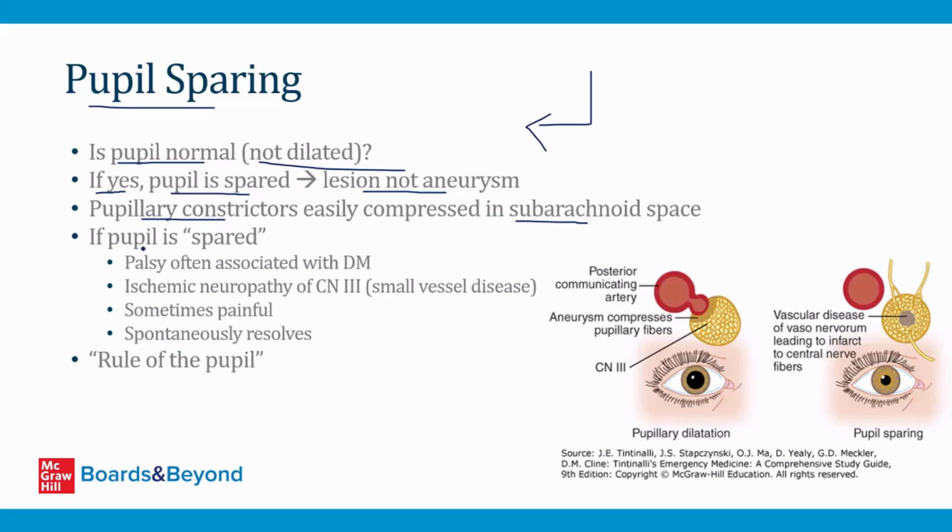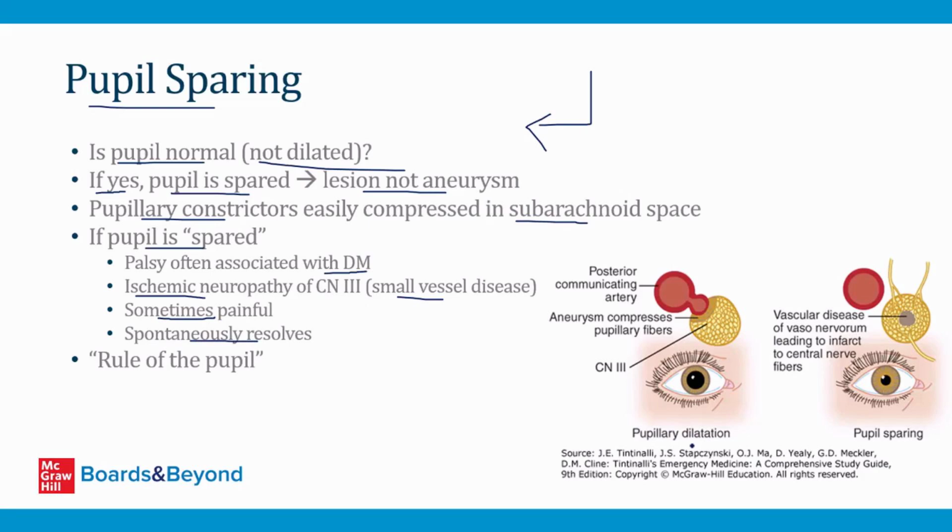But if you don't have a dilated pupil and the pupil is spared, this means the palsy is not due to an aneurysm. These types of palsies where the pupil is spared are usually associated with diabetes. They're caused by ischemic neuropathy of cranial nerve 3 involving small vessels. Sometimes these are painful neuropathies, so the patient can report eye pain. These often spontaneously resolve. And so this is summarized in this picture right here.